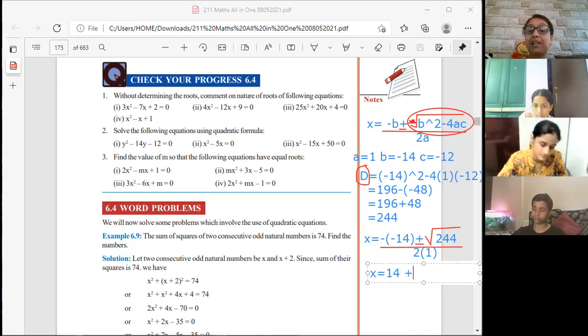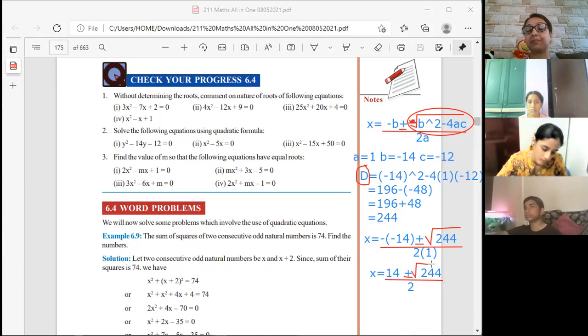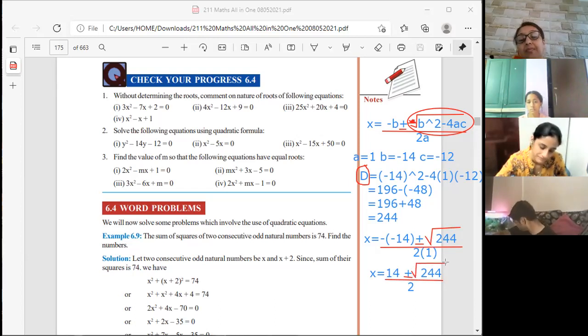Then again, I will get plus minus 244 upon 2. Am I right, beta? Teacher, I have a doubt. In the formula in the textbook, you don't have that plus or minus, we only have plus. So why are you writing plus or minus? No, we have plus and minus both. It is there. I will show it to you in the textbook. In the previous page, it is very clearly given.